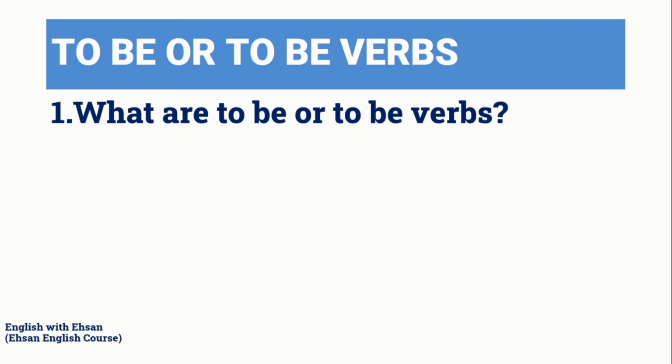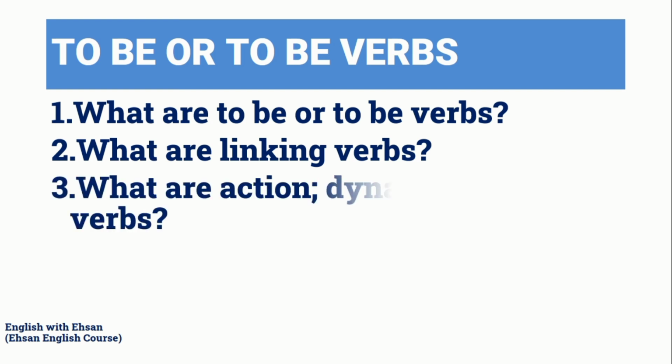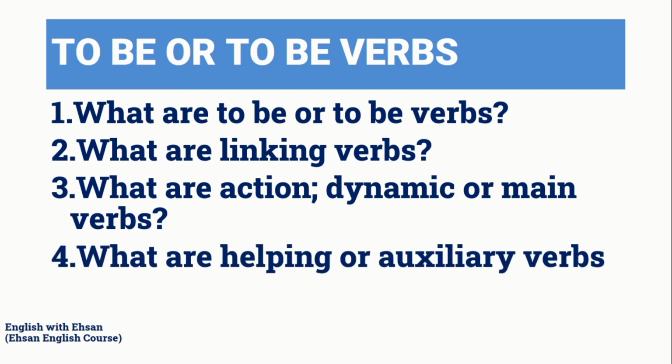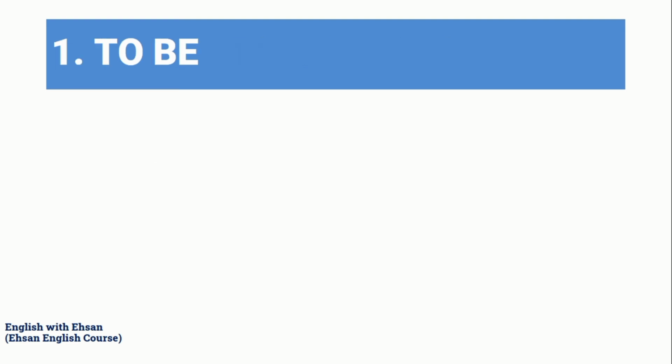Today we are going to talk about the to be verbs. What are the to be verbs? Number one and number two, what are linking verbs? And number three, what are action, dynamic, or main verbs? And number four, what are helping or auxiliary verbs? Am, is, are, was, were, be.